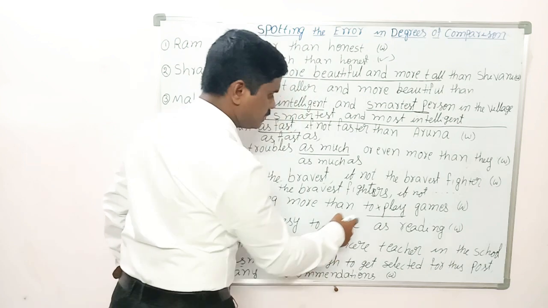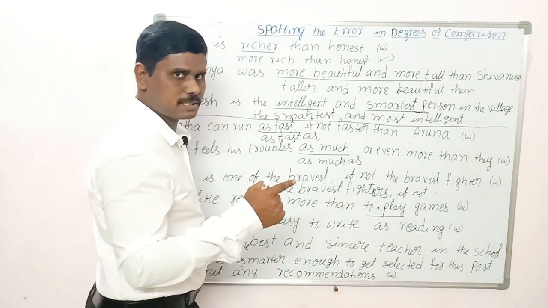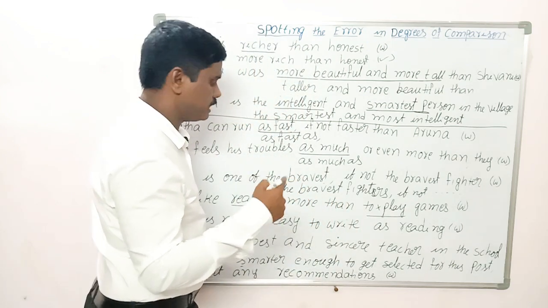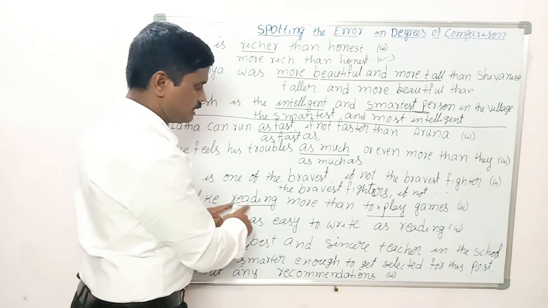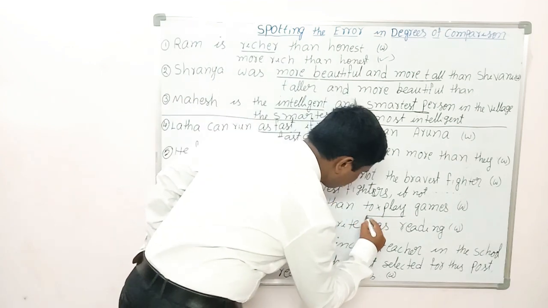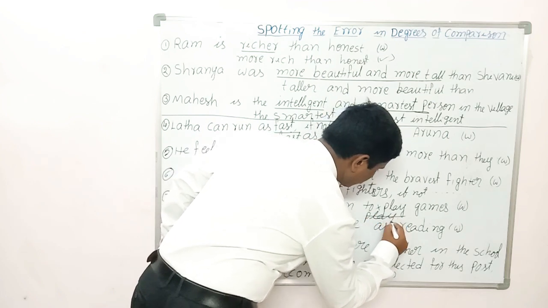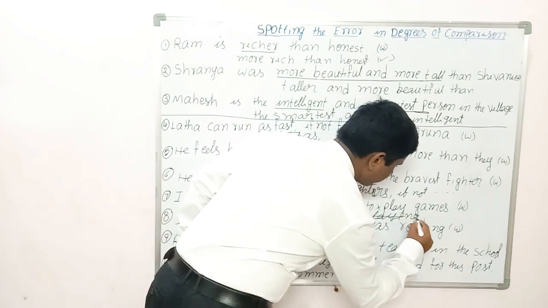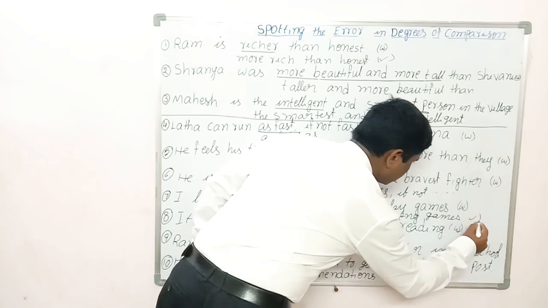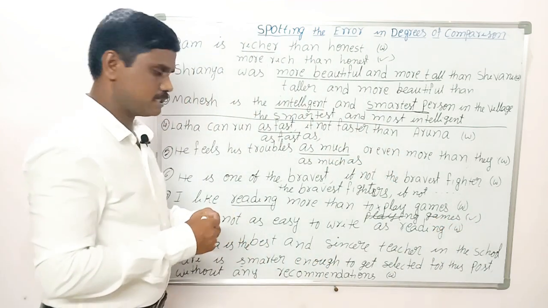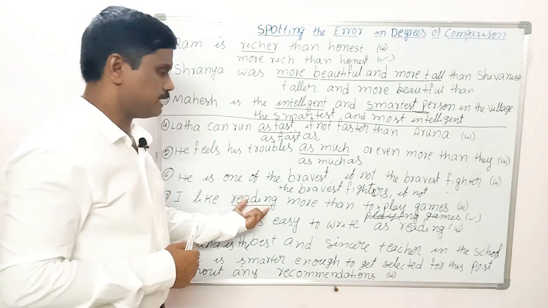Here gerund, here this is a to infinitive, so this is wrong. The correct answer is here also we must express it using a gerund, that means verb 1 ing form. That means correct answer, I like reading more than playing games. This is the correct answer. Once again say I like reading.